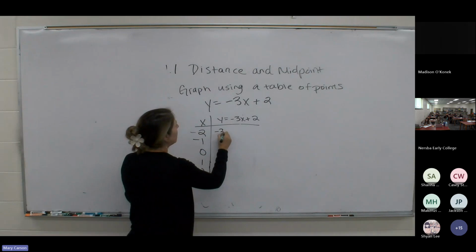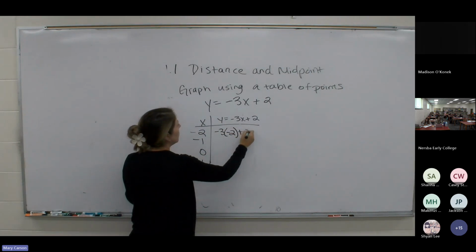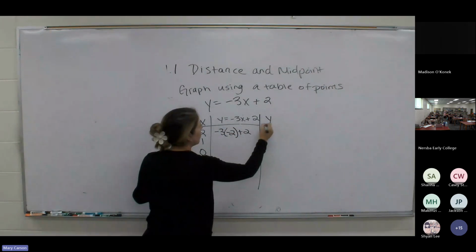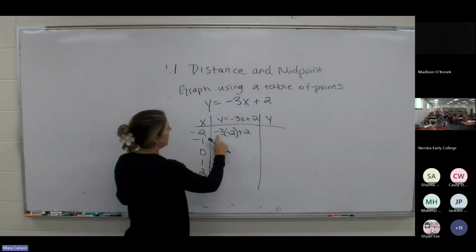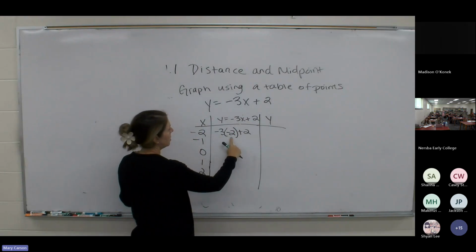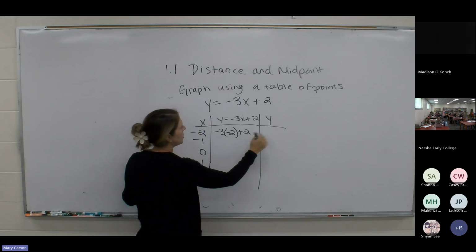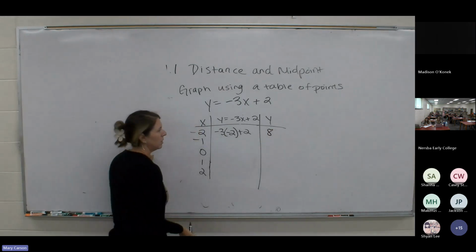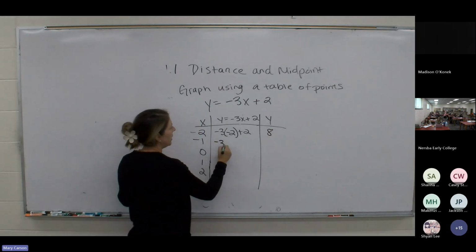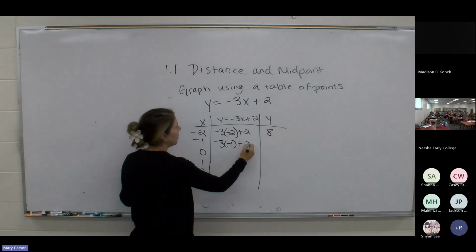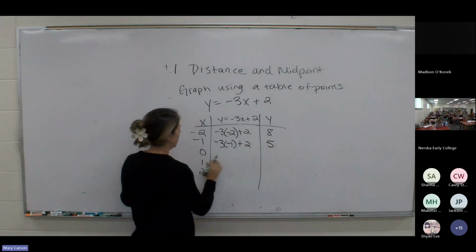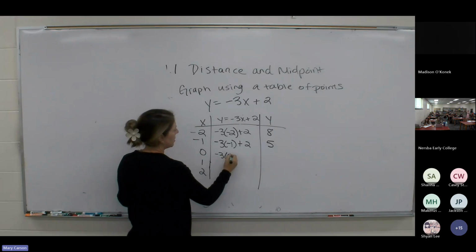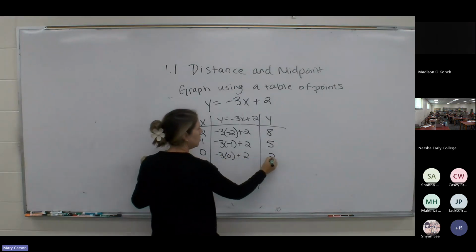So I've got -3 times -2 plus 2, and this will give us our y value. This part would just be the plugging in part. So you get -3 times -2 is a +6. +6 plus 2 is going to give you an 8. Okay, I'm going to do the next point. -3 times -1 plus 2. It's going to be a +3 plus 2 is going to be a 5. I'm going to do 0 next. -3 times 0 is 0 plus 2 is 2.